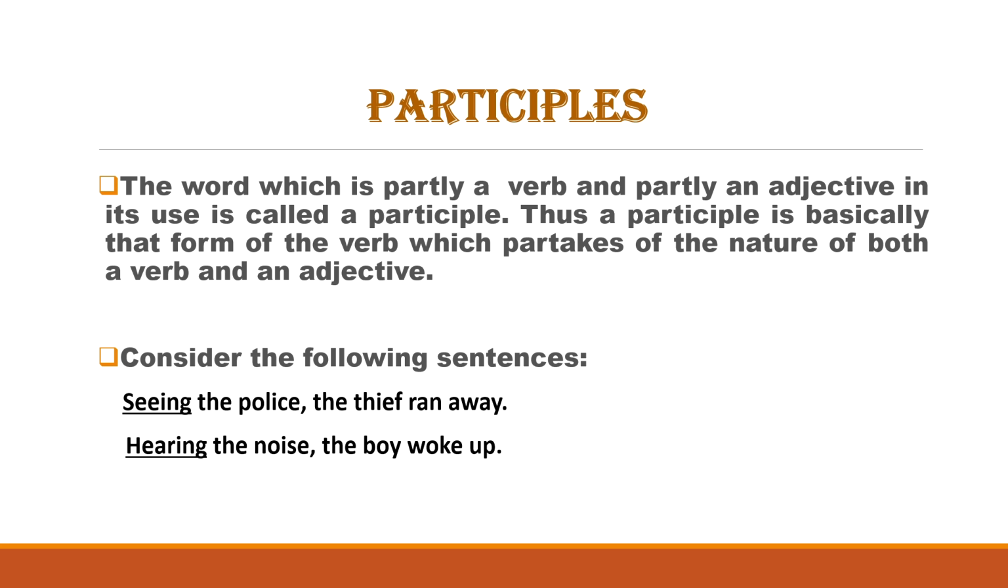So, as you can see, seeing is formed from the verb see and has an object police. On the other hand, seeing and thief have a connection. Seeing says something about the thief. Thus, the word seeing also does the work of qualifying the noun thief like an adjective. Now, similarly, in the next sentence, hearing the noise, the boy woke up.